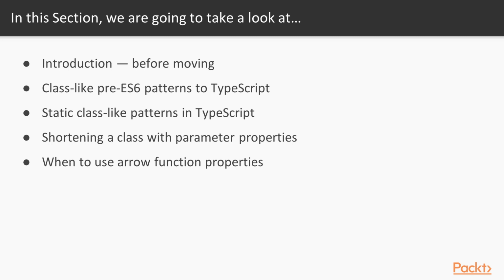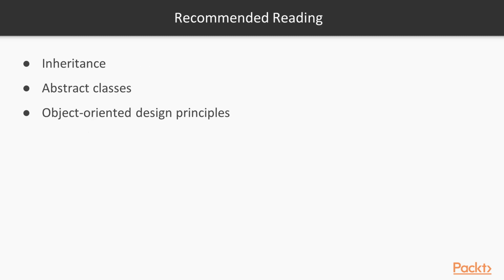Then we're going to go through a few examples of some class-like pre-ES6 JavaScript patterns in TypeScript. After, we'll look at some static class-like patterns, shortening a class with parameter properties, and finally a video on arrow function properties. Before we begin, here are some topics I would recommend looking into in case you aren't familiar with them. We won't be talking about these topics in this course, but they're extremely useful to know about and can help you write better code.